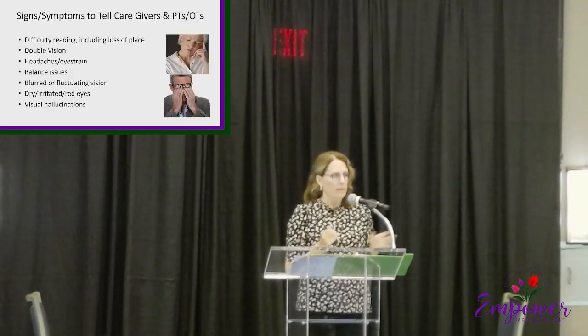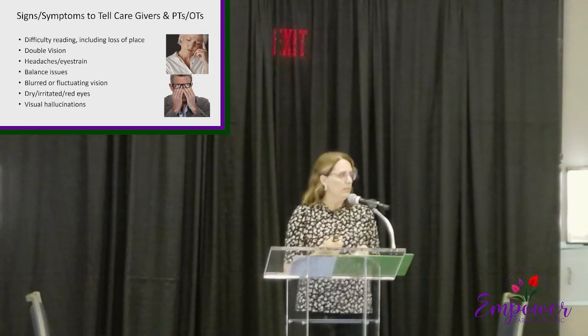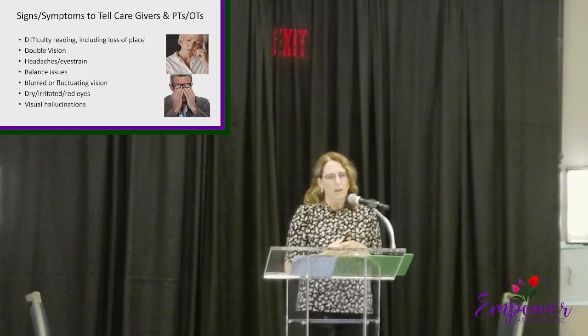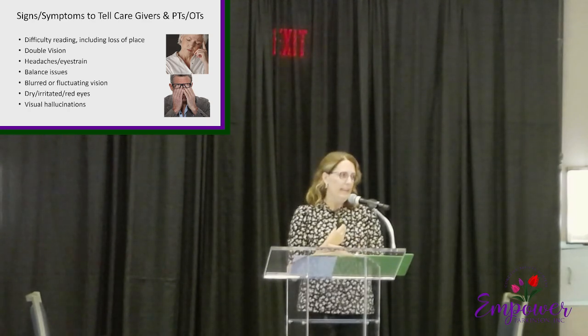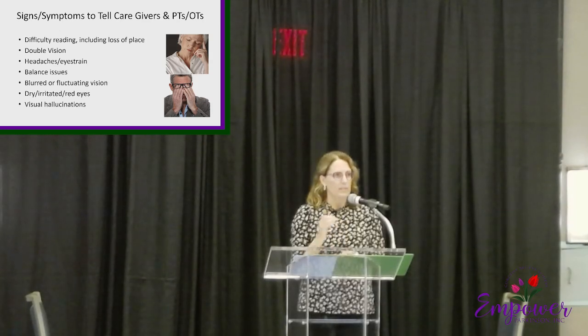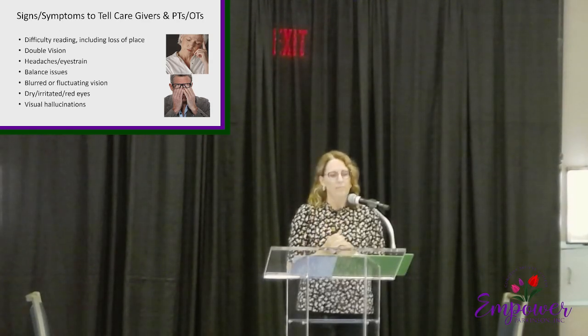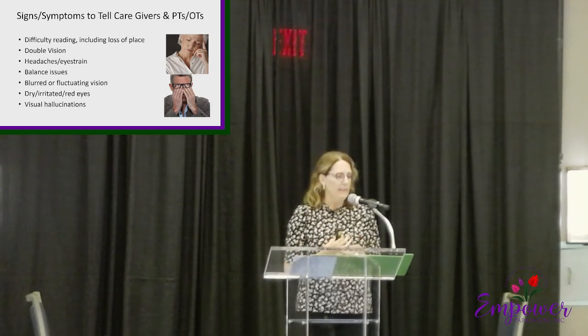So just to summarize some of the symptoms that may be occurring if you're having a visual issue: difficulty with reading, losing your place, seeing double, headaches, eye strain. Vision may be contributing to balance issues, so that's something to figure out, is that a piece of it? Also if your vision is blurry or going in and out of focus, if your eyes feel dry or irritated, if they look red.